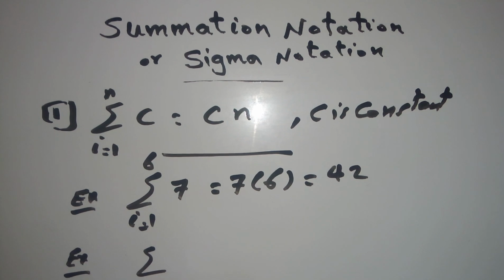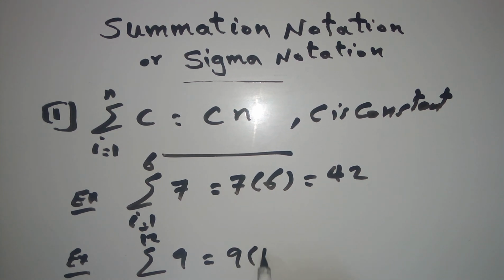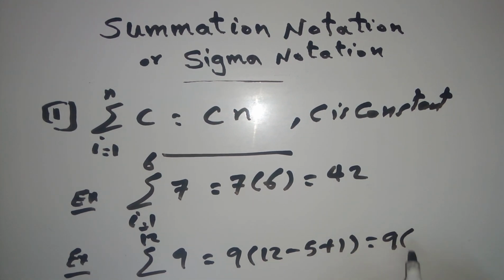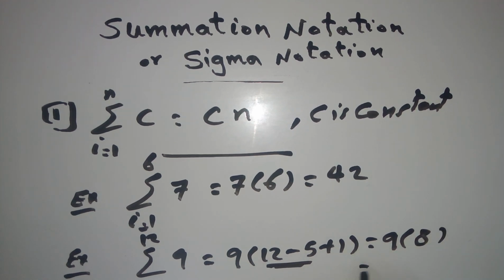Example 2. If you have the summation from i equals 5 till 12 of 9, then how many terms are here? From 5 to 12, here we don't start from 1. Then the number of terms is 12 minus 5, which is 7, then add 1. So here 12 minus 5 plus 1. 12 minus 5 will be 7, plus 1 will be 8. Then 9 multiplied by 8 will be 72.